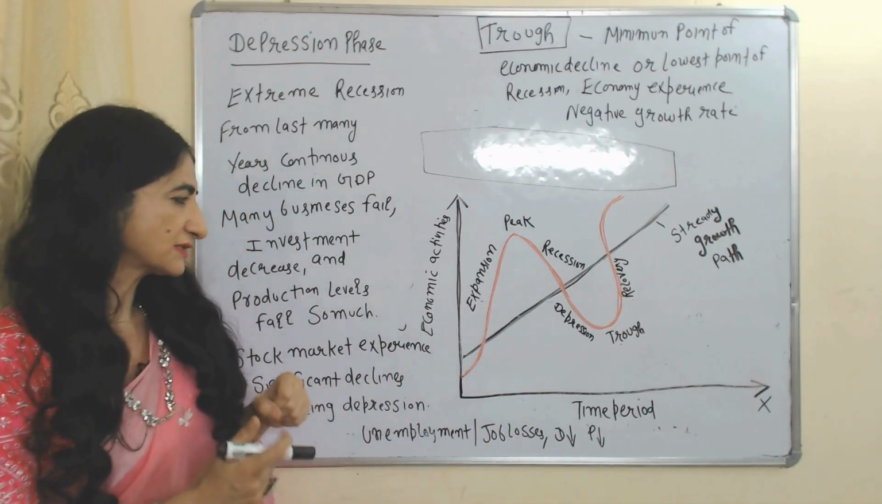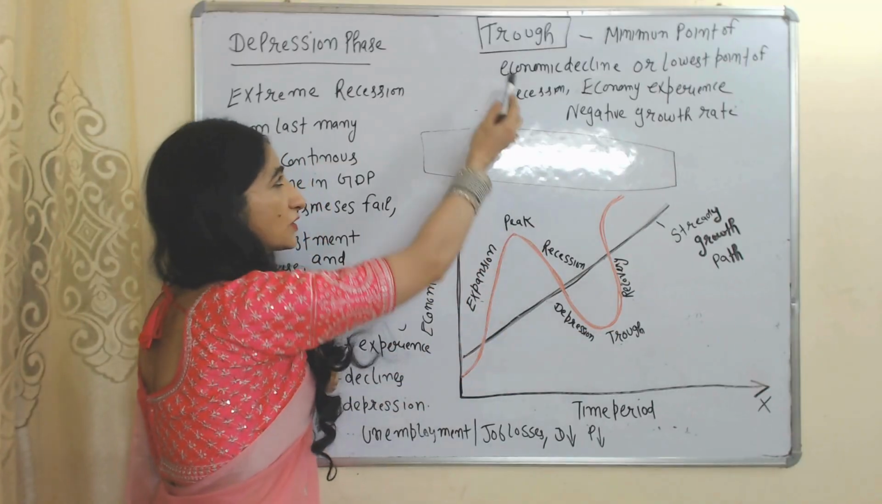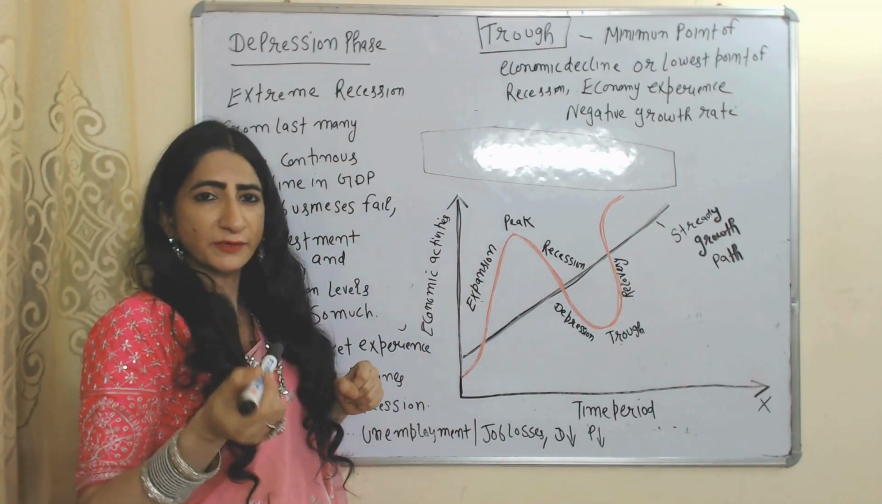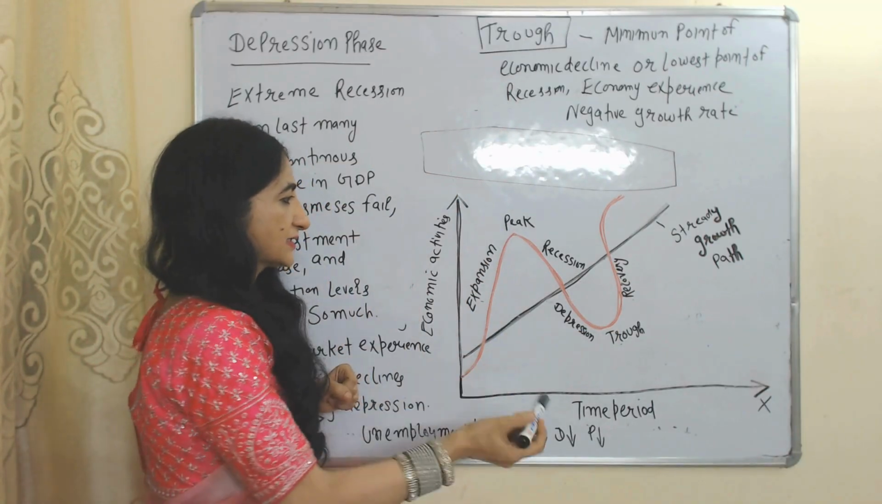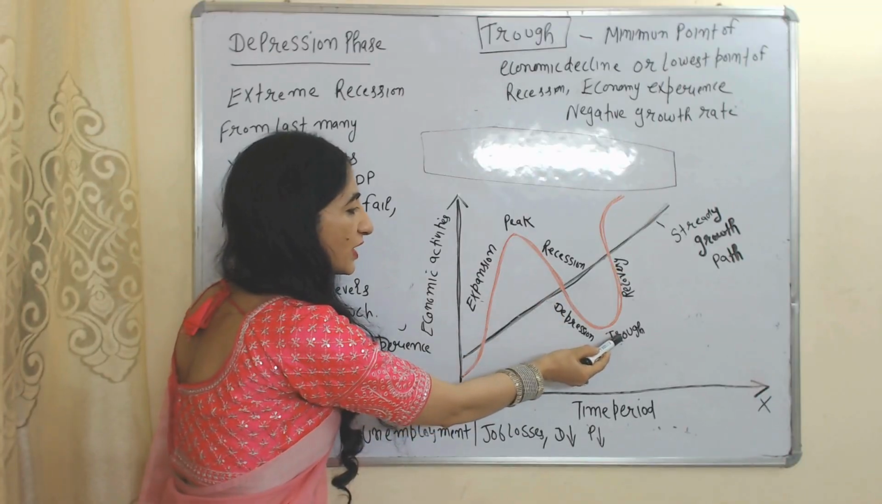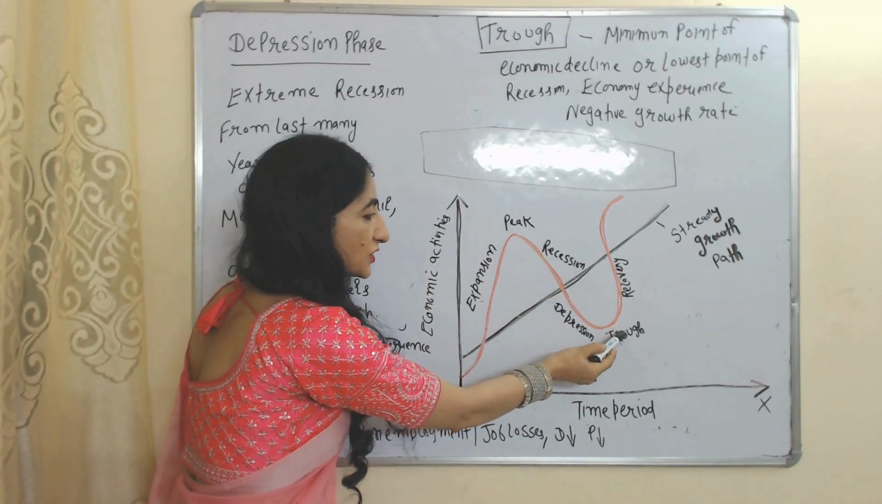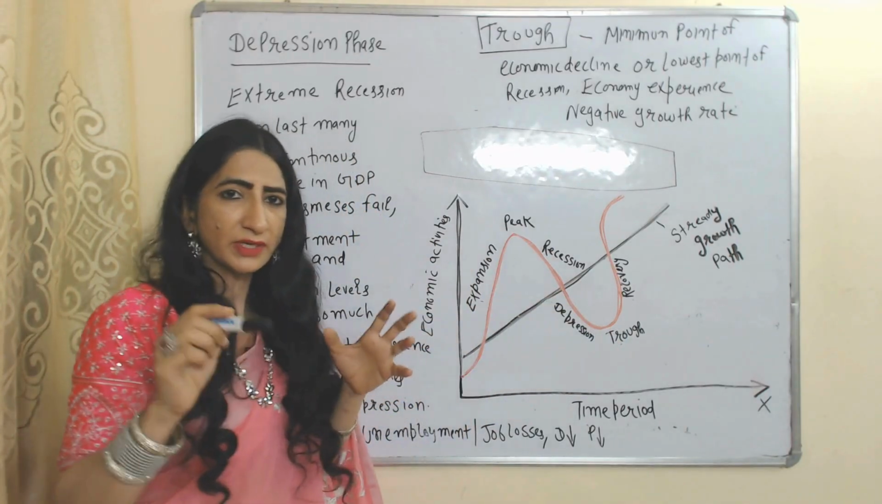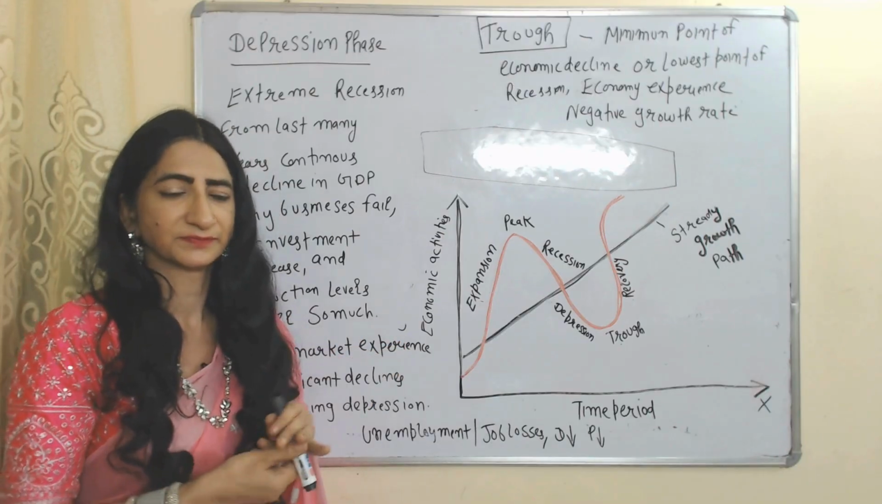The next phase of business cycle is trough. Trough is the minimum point of economic decline, or we can say that trough is the lowest point of recession. During trough, your economic growth is negative.